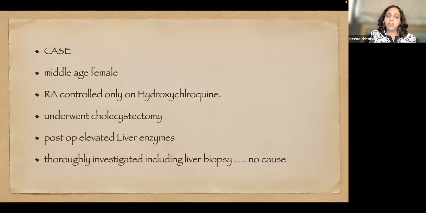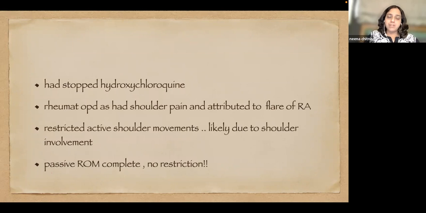She had some gallstones and underwent cholecystectomy for that. On follow-up, when she was doing her routine labs, the liver enzymes were largely elevated, around 300. She was thoroughly investigated, including a liver biopsy, but no cause was found for her elevated liver enzymes. She had stopped her hydroxychloroquine, of course, because of the elevated liver enzymes, the surgery, and all the investigations.